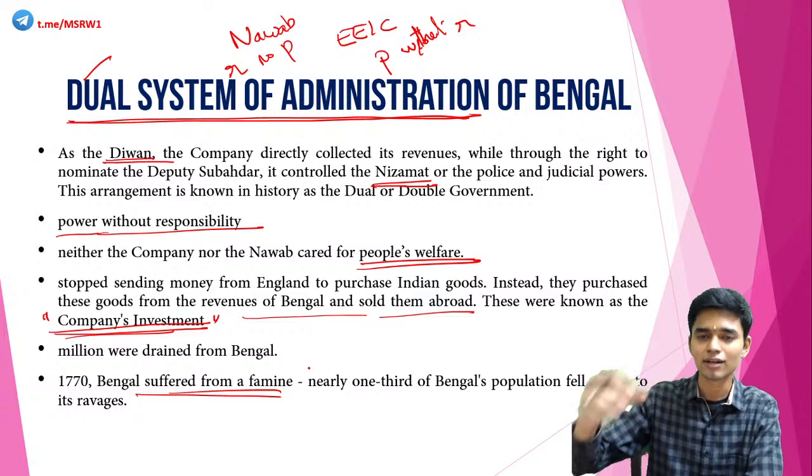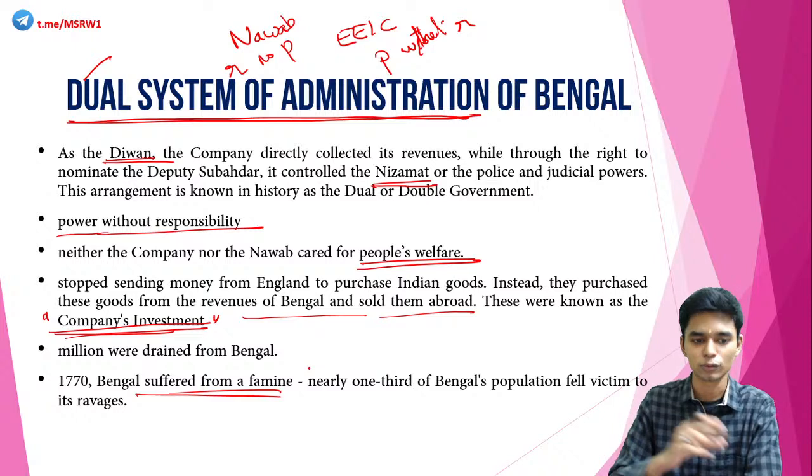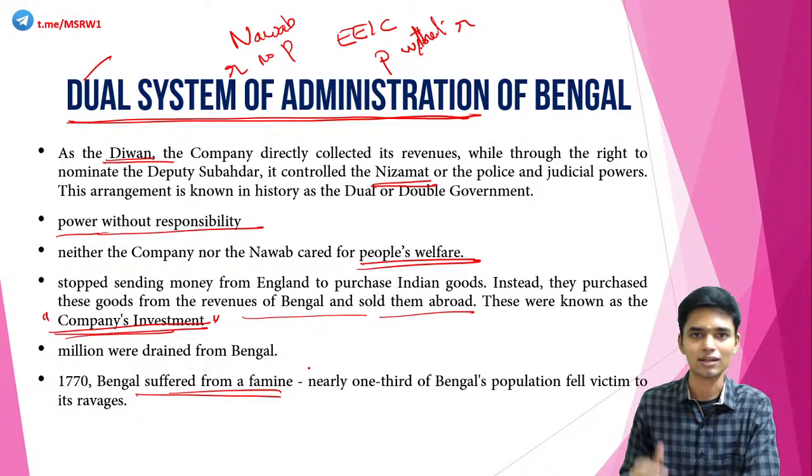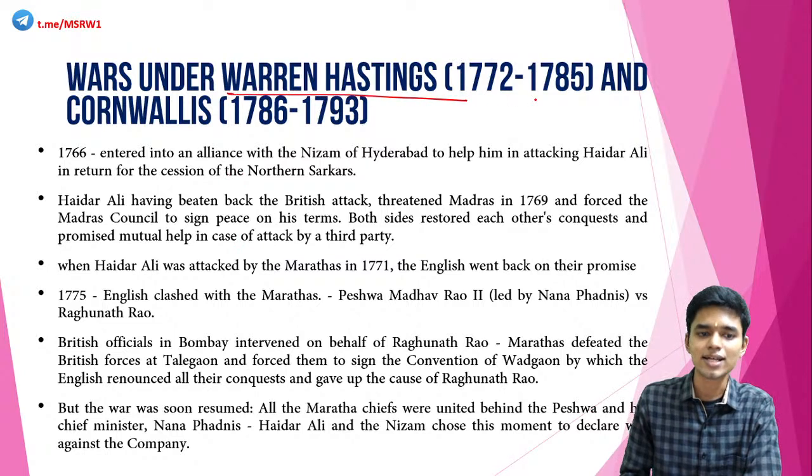Around one third of the Bengal population had to pay the price in the Bengal famine. Okay, one of the biggest famines we see in Indian history happened in 1770 in Bengal. Now, wars under Warren Hastings and Cornwallis. So now Bengal is in the hands of Britain.